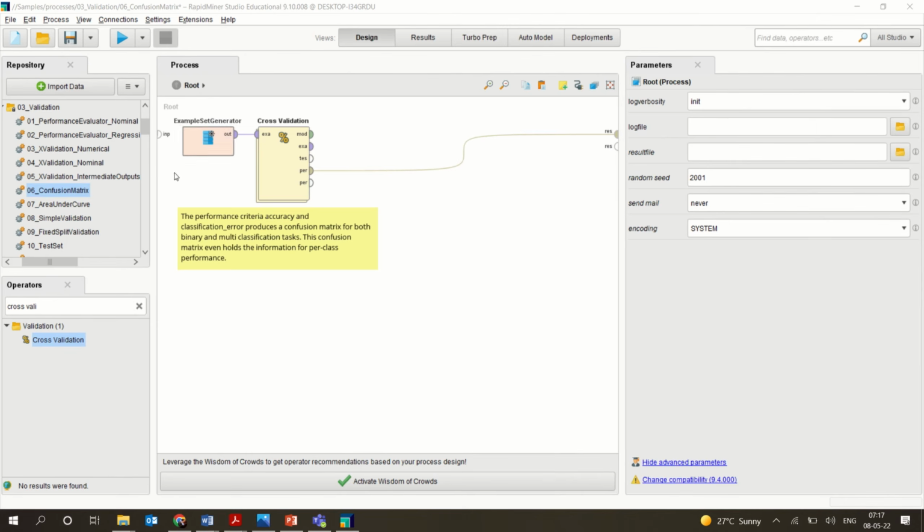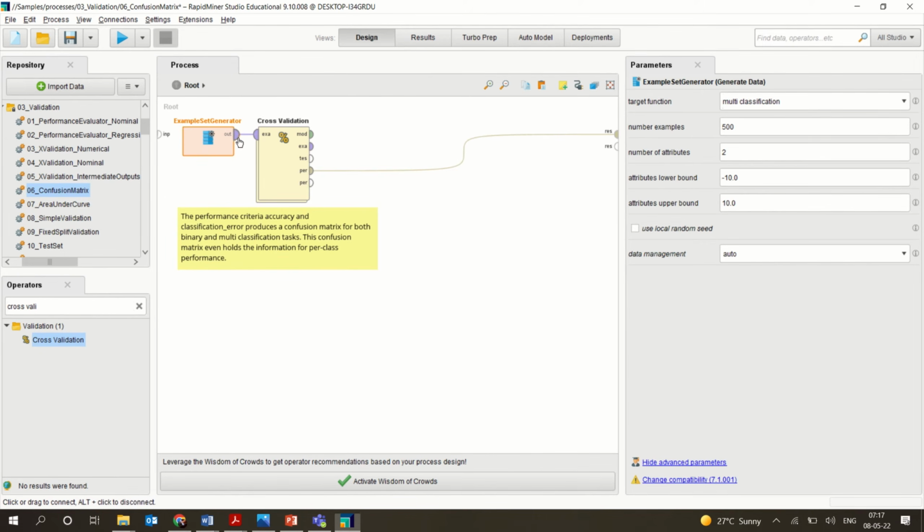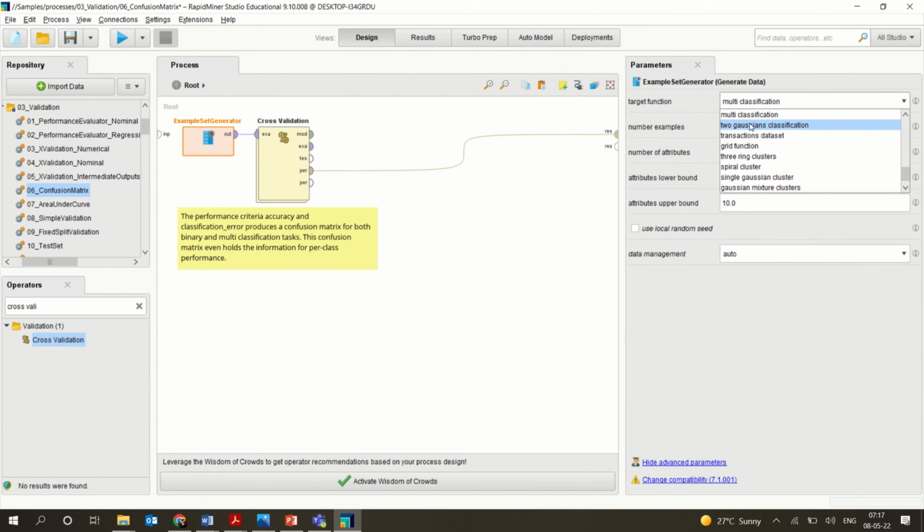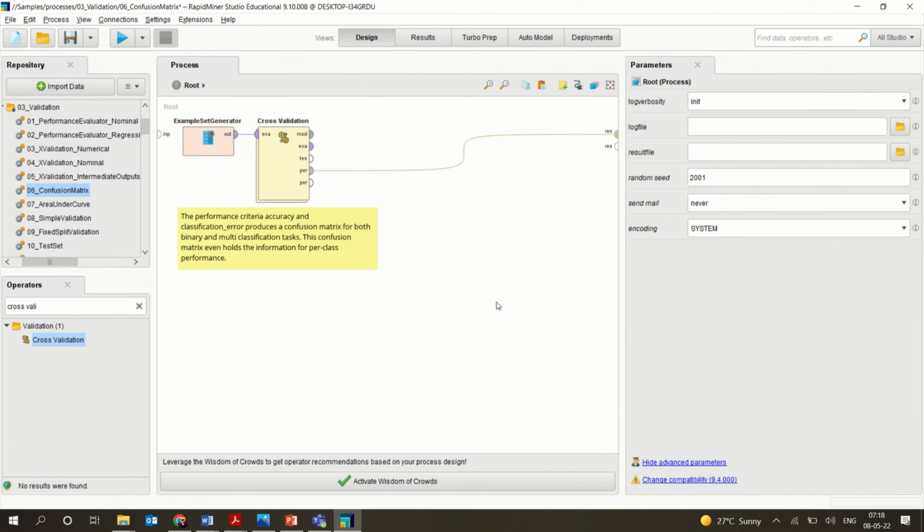This is another simple example of a confusion matrix which is already there in the given set of examples, so I'm just taking that. They are taking an example data set. The number of attributes is 2, and there are 500 example samples, and we are going for a target function. There are so many different functions in multi-classification, right? So this is what is done.